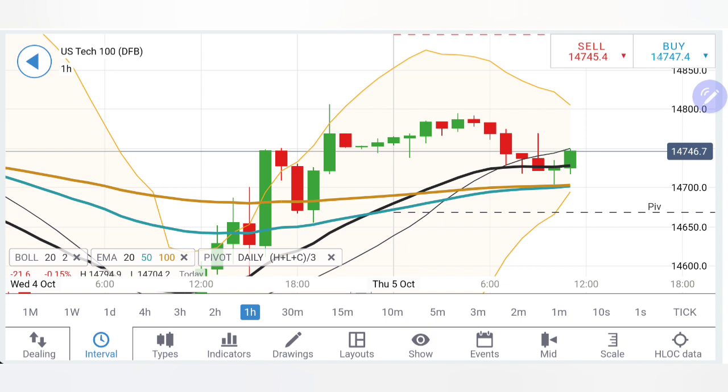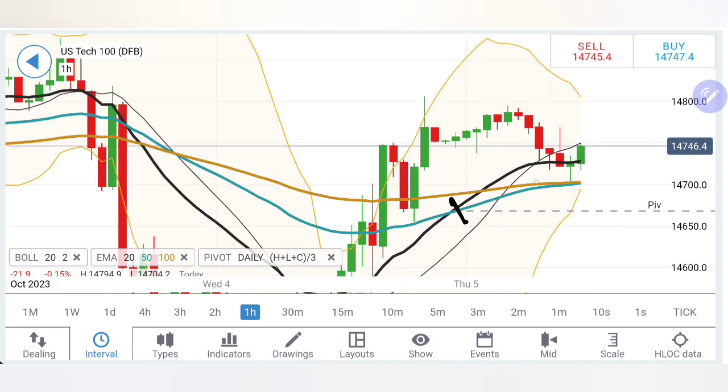Now, let's have a look at the hourly chart. See, first of all, on the hourly chart, the 20 and 50 period crossed over here, and now 50 and 100 period are also on the verge of a crossover. This makes 14,700 a great support, and then ultimately the 14,670, 650 zone is the next great support.